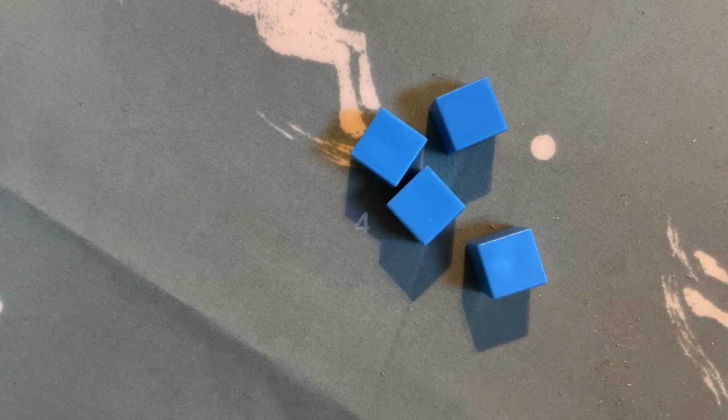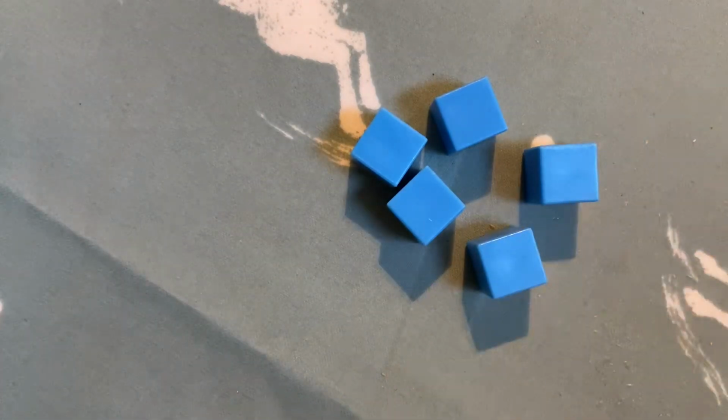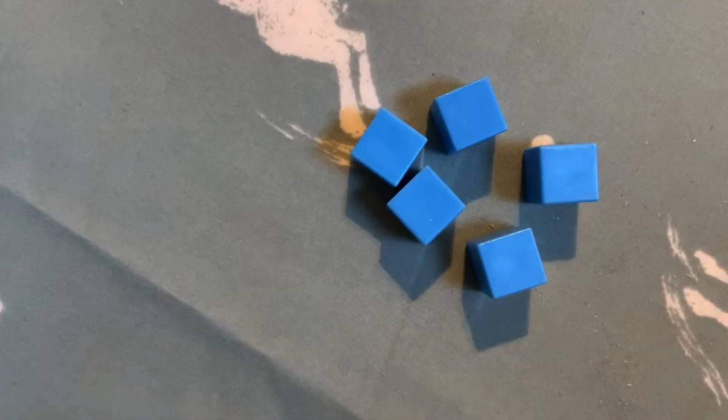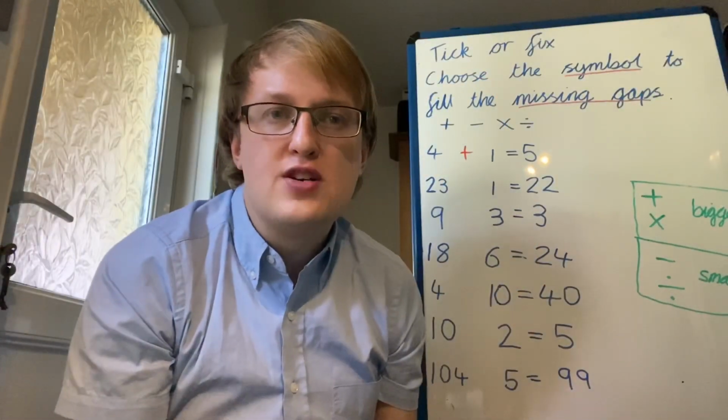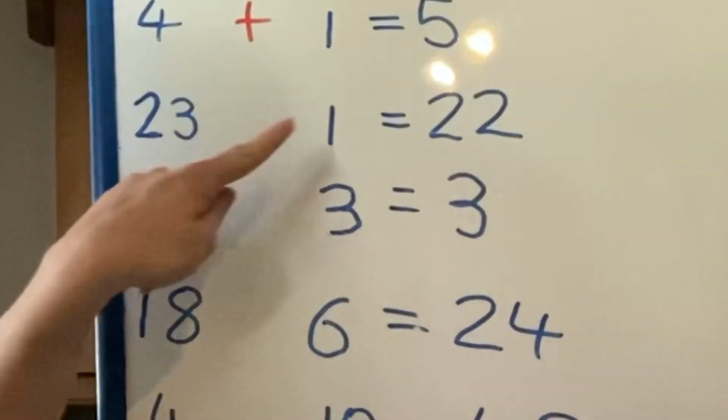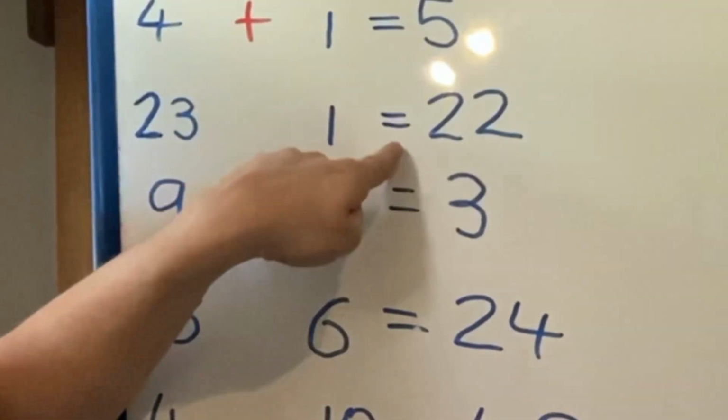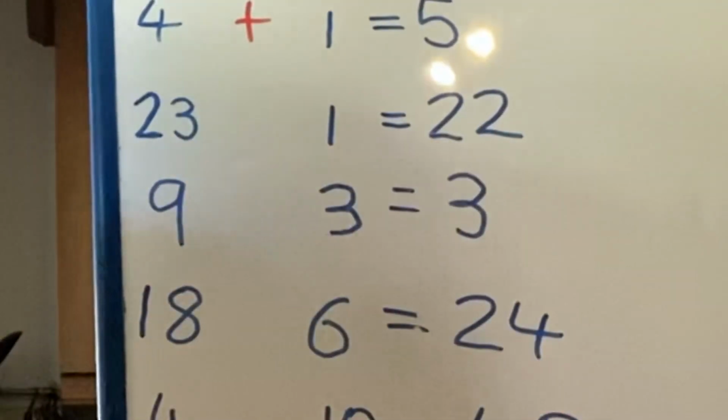So there's my 4, add my 1, and now I have 5. 4 add 1 is 5. There we go, time for question 2. I've got 23, I've got 1, I've got the equal sign, and I have 22.